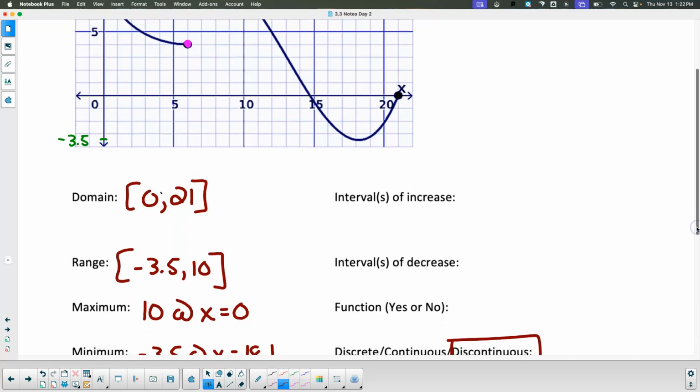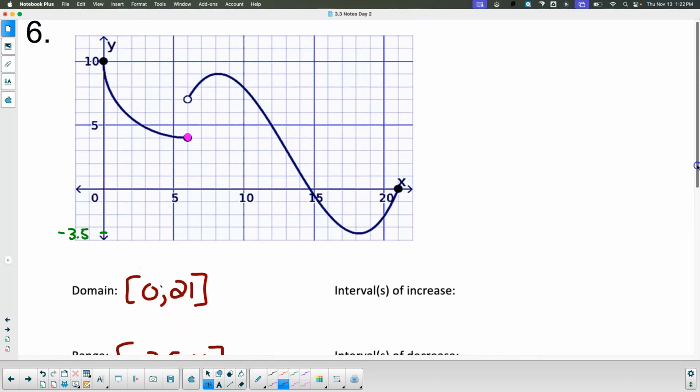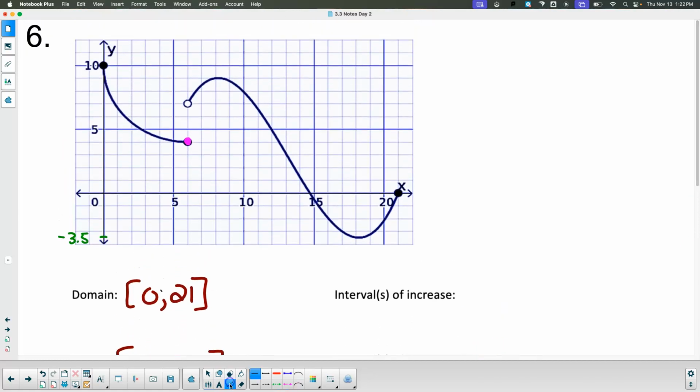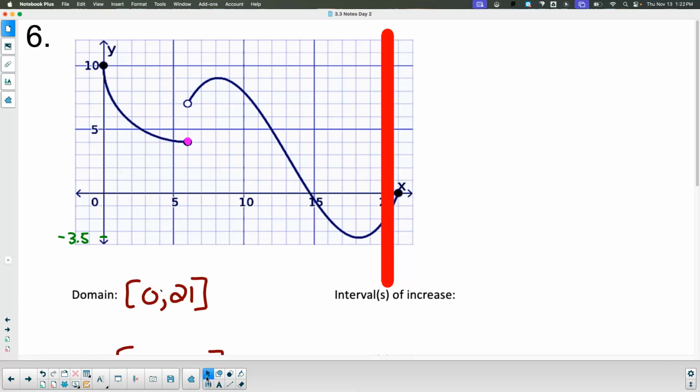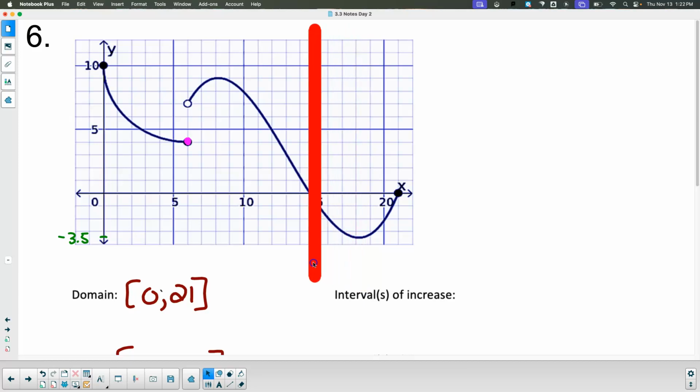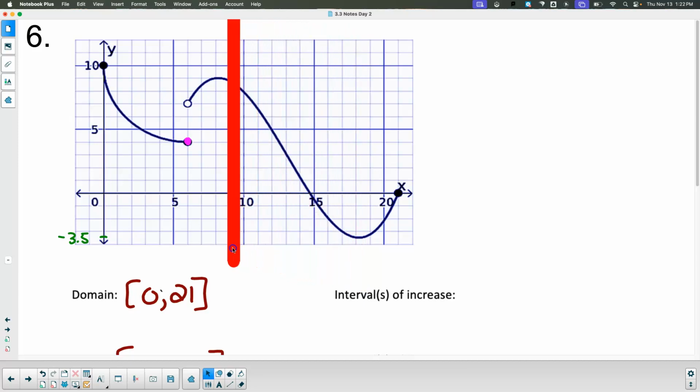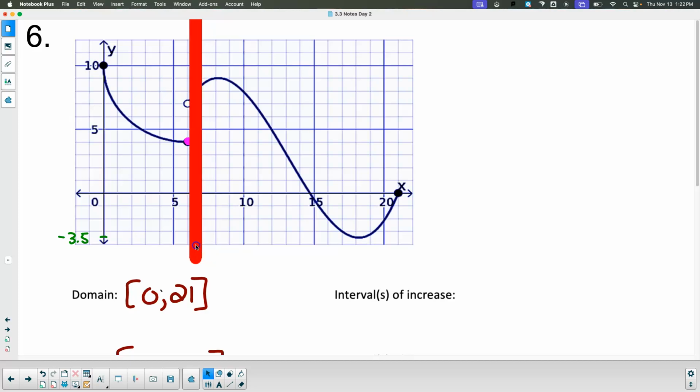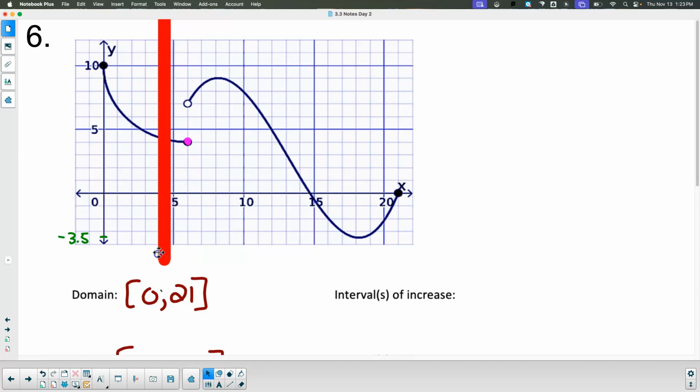The vertical line test is like, if it's flat, it doesn't touch the line twice. So it's only ever touching once, right? Yeah. Even here, because it's included in the pink point, it's still only touching once.